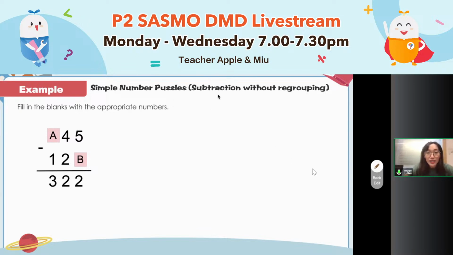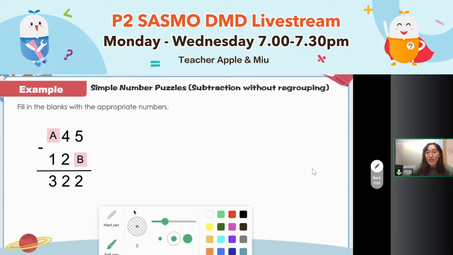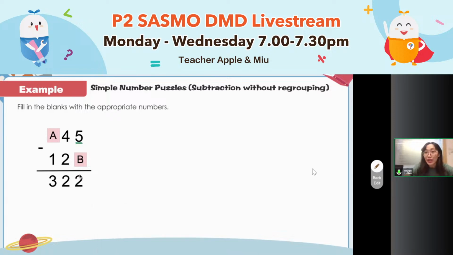Single number puzzle, subtraction without regrouping. So how can we check if there is regrouping or not? We can get a 5. 5 is a bigger number, and what is the final answer? The final answer is 2. 2 is smaller. So 5 is enough to minus something to get 2. So what is the missing number in part B? Yes, good job. B equals to 3, right?